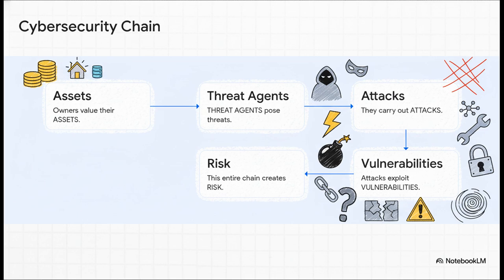And this is the aha moment. This five-step chain isn't just some textbook diagram. This is the exact mental model that security pros use every single day. It starts with an owner who values their assets. Then, threat agents, hackers, malware, that kind of thing, they pose threats. These agents carry out attacks, which take advantage of vulnerabilities. And the end result of this entire chain is risk.